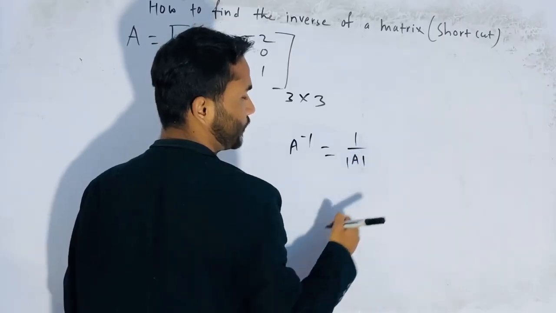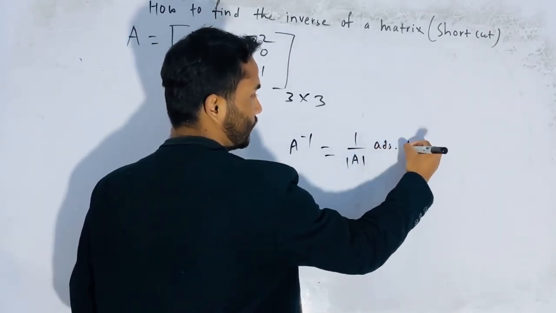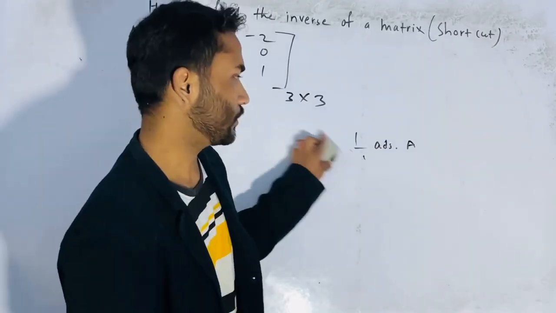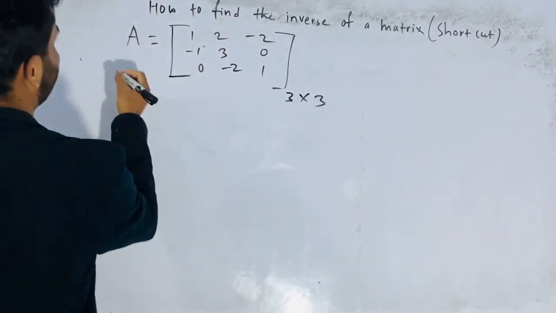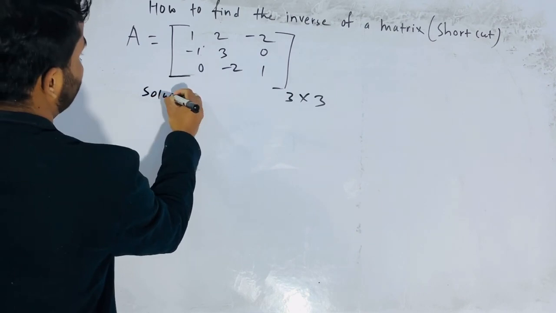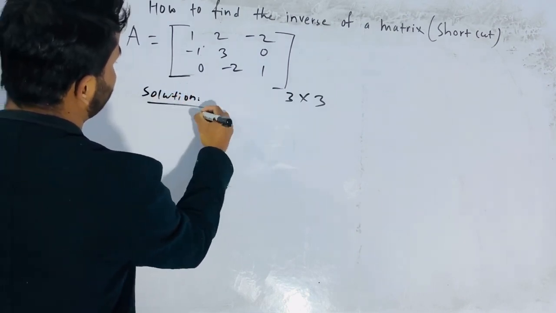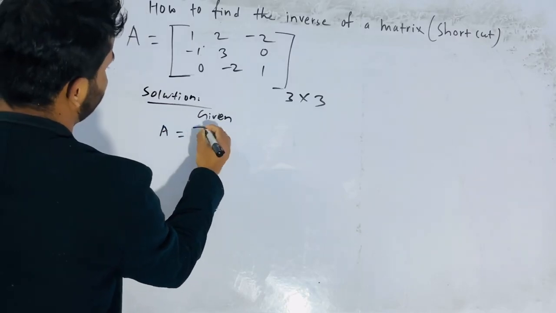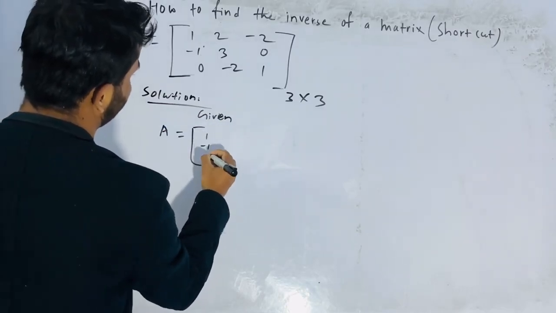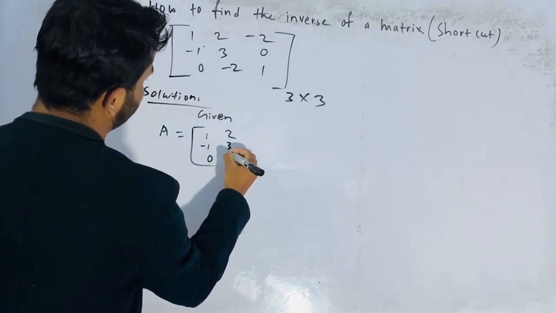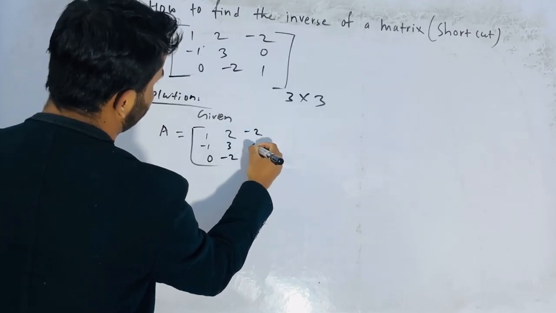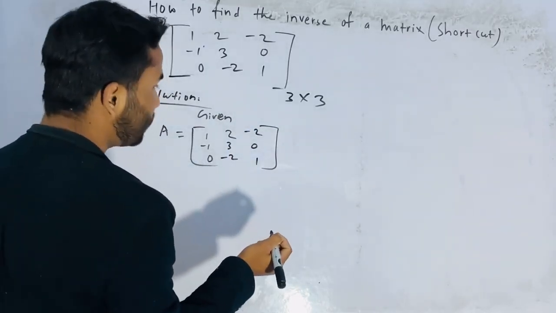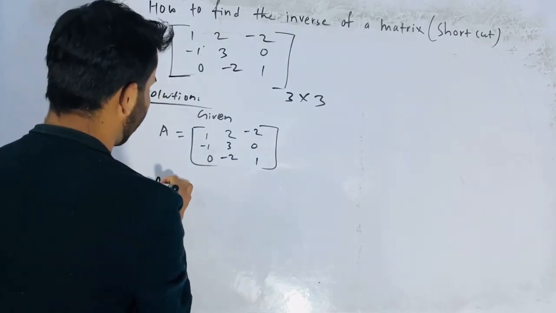To calculate A inverse, we are going to use the same formula. First of all we have to find the determinant of A, then the adjoint of A. This is the formula which we are going to use. So now let's go. You can simply write Solution. What is given to us? Given matrix A equals [1, -1, 0; 2, 3, -2; -2, 0, 1]. So what do we have to do now? First of all let's find the determinant of A.